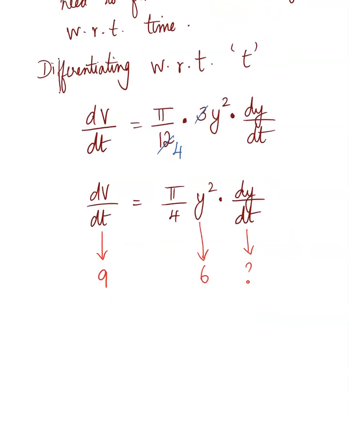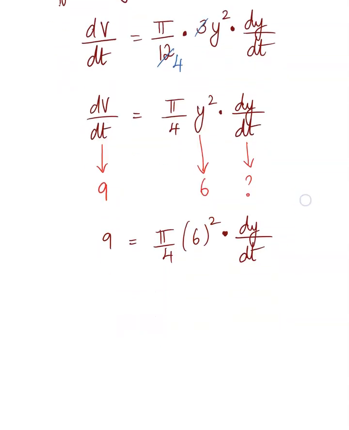So let's go ahead and plug all these in. So 9 equals pi over 4 times 6 squared times dy over dt. We have to solve for dy over dt. We'll get to that. So what I'm going to do is 9 equals pi over 4 times 36 times dy over dt. And I'm doing it very, very slowly, in the sense I don't need to show this much detail. But being the first problem, it's just like a warm-up for us.